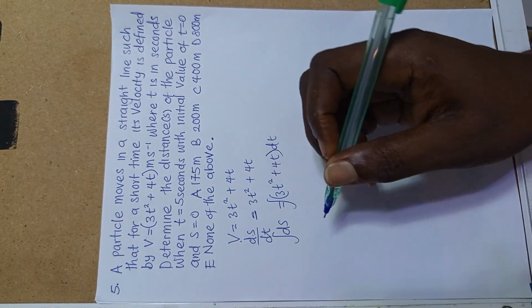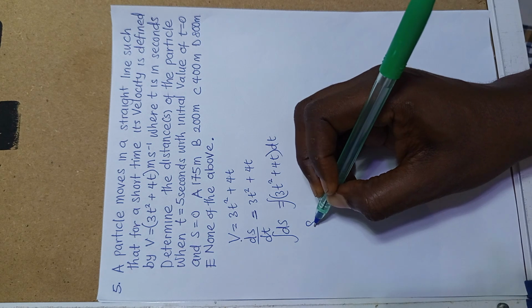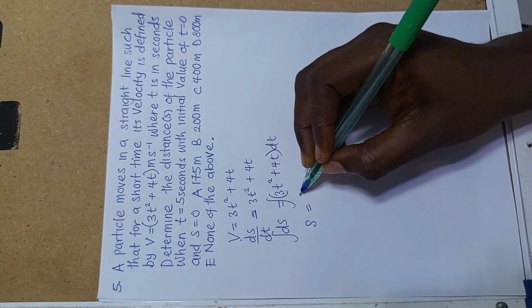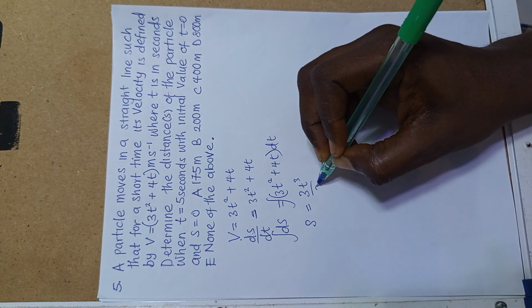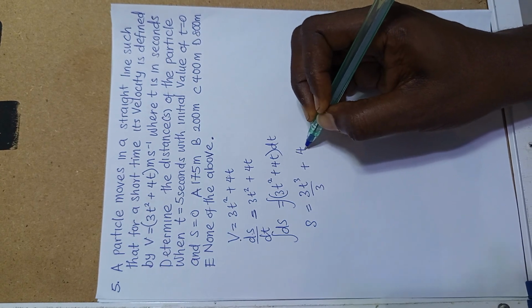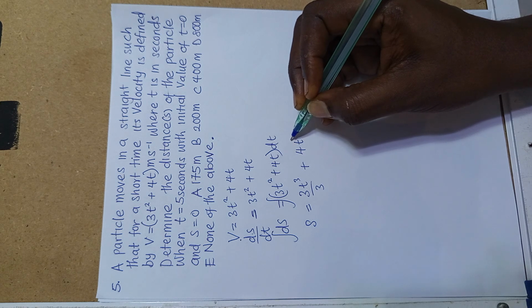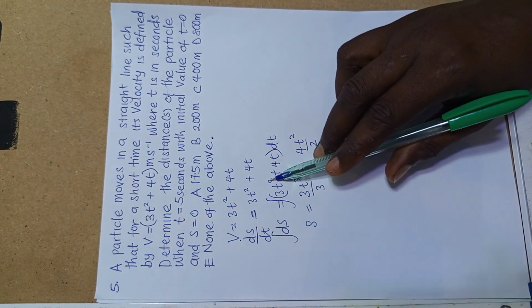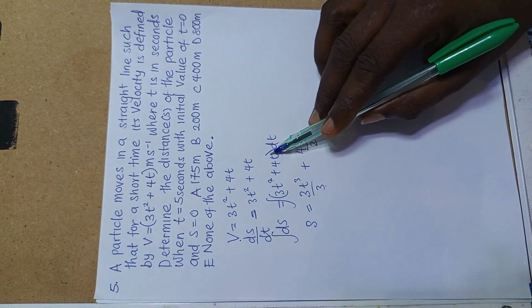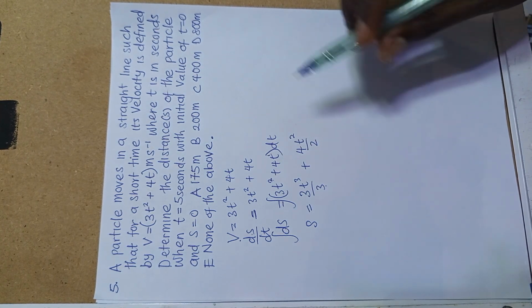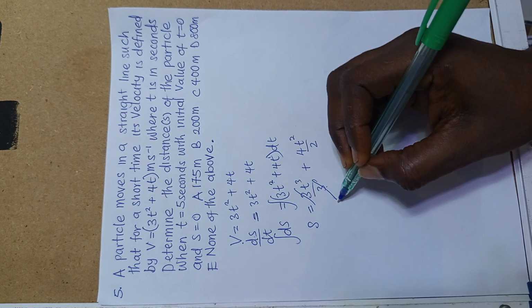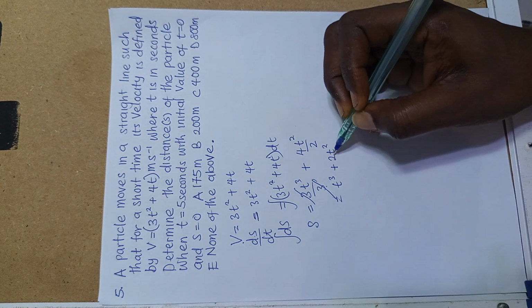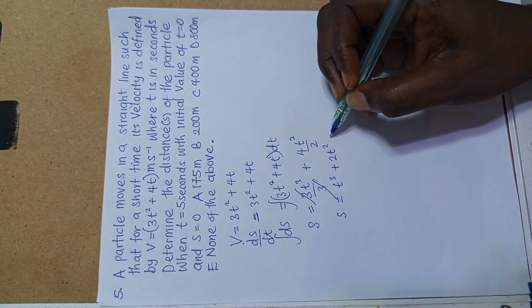So we integrate. If you integrate, the displacement s, we have 3t cube over 3 plus 4t square over 2. It means add 1 to the power, then bring it down. So add 1 to the power, then bring it down. This one will cancel this one. Plus 2t square is your displacement, plus c.